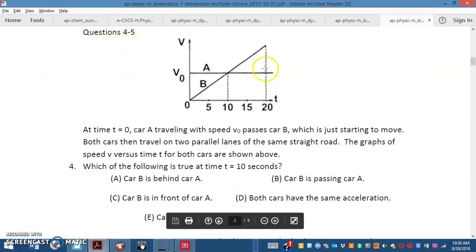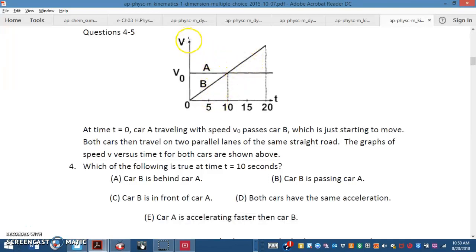So question 4 and 5 are based off this graph. Let's analyze the type of graph. This is velocity versus time. As time proceeds, velocity has some kind of value according to which car you're looking at. For car A, velocity is v0 all the time, for sure between 0 and 20 seconds. Whereas for car B, velocity is increasing steadily between 0 and 20 seconds, starting from 0 to whatever value the velocity is up here.